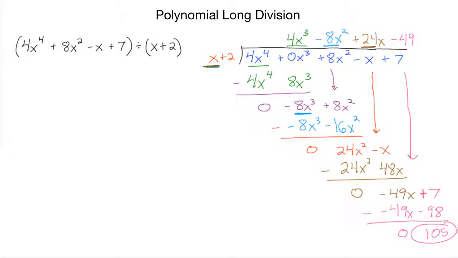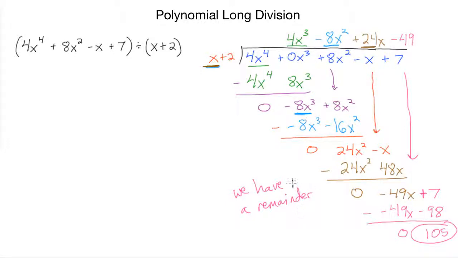All right, I'm done because I don't have any more terms to drop down. So what does this 105 mean? Well, we have a remainder. There's some leftovers that I can't divide anymore. I divided as far as I could by this x plus 2, but this does not divide evenly. I'm left with this remainder.